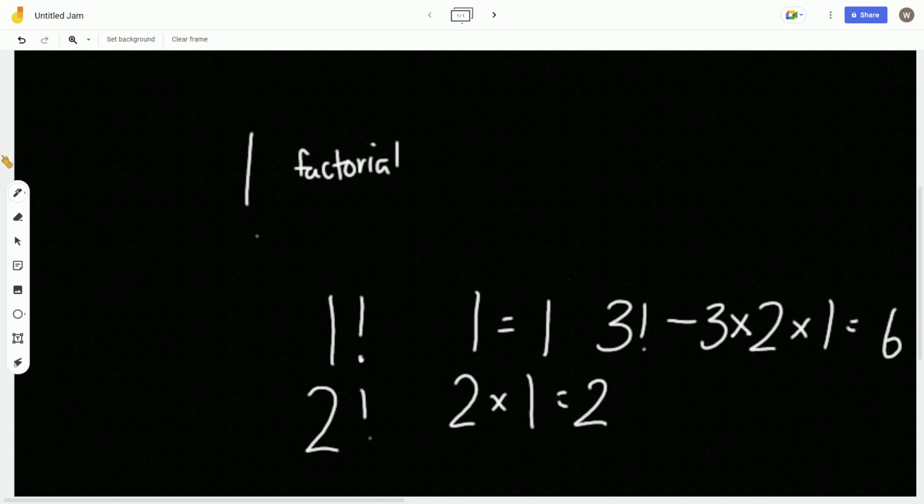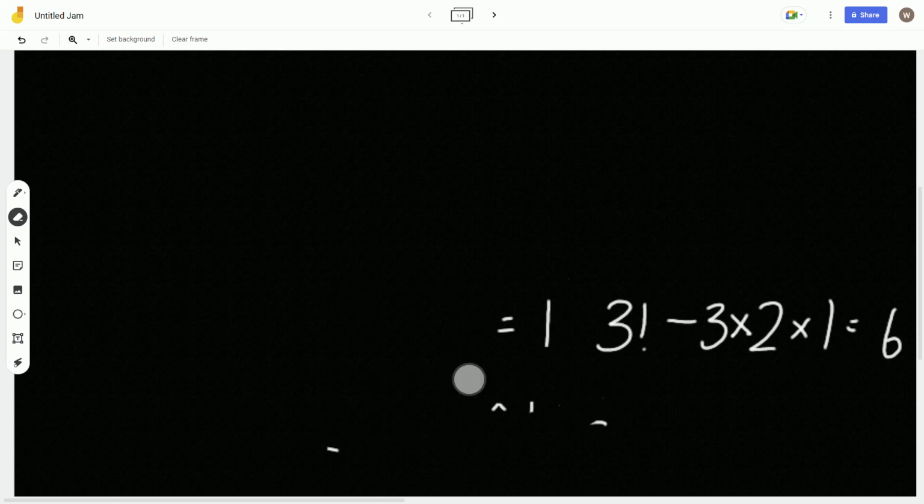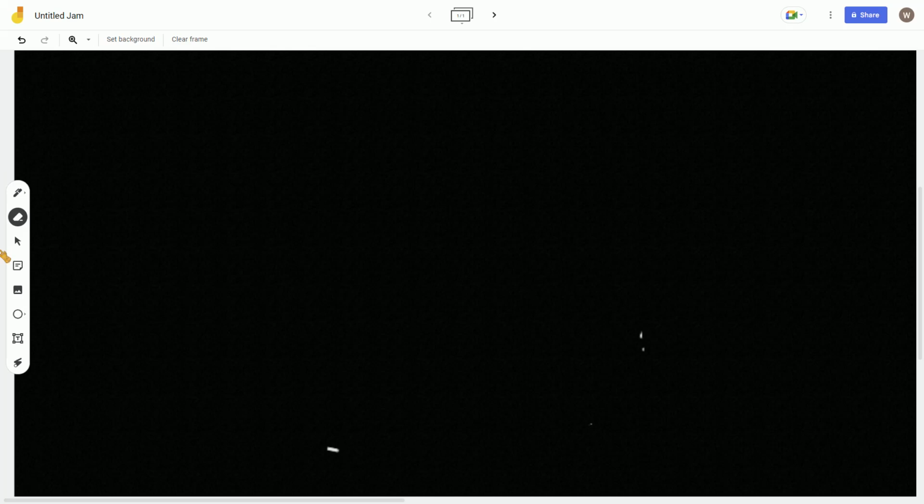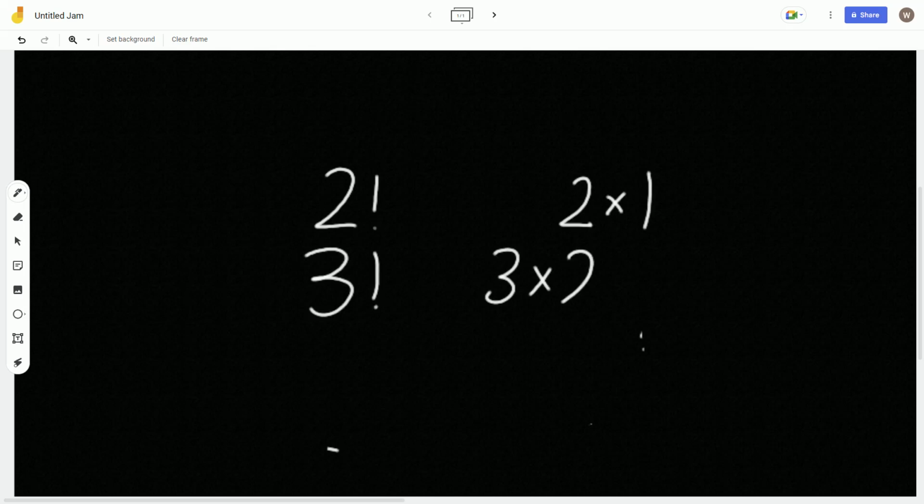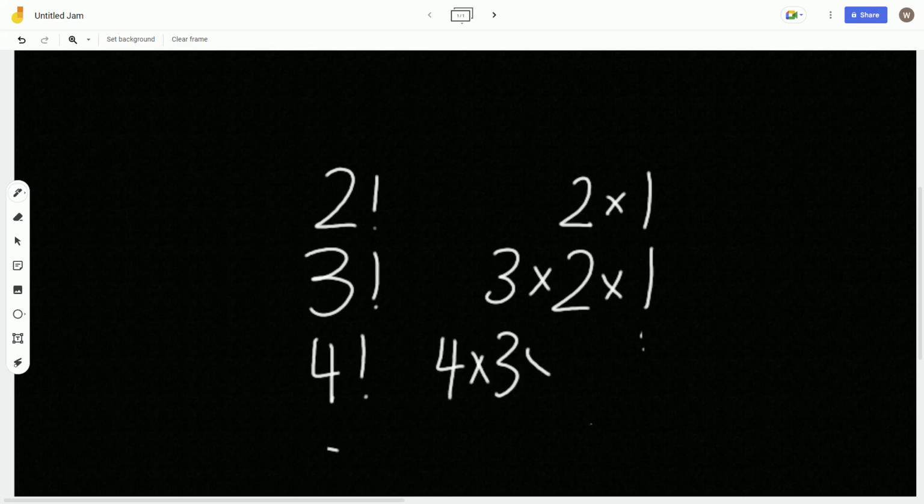Now you might think, I don't see anything of a pattern here. But if you see this factorial, like for example, 2 factorial is 2 times 1. 3 factorial is 3 times 2 times 1. 4 factorial is 4 times 3 times 2 times 1. So on, so on. Yes, it's the same for 1 factorial too.